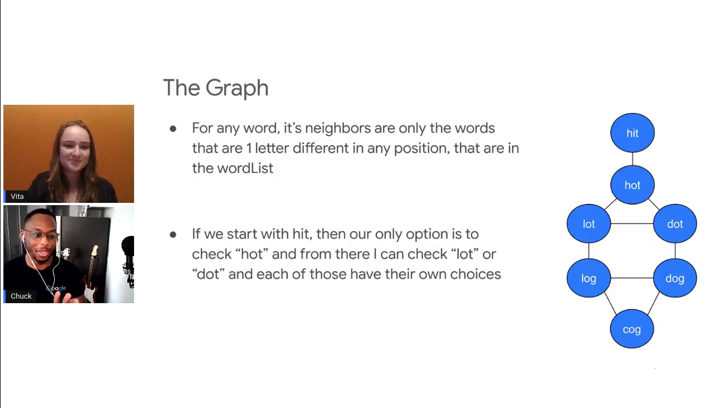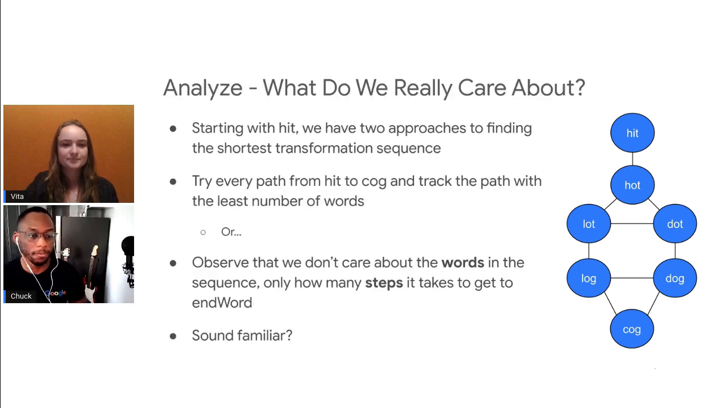Okay, here's a graph for the hit example. For any word, as I said before, its neighbors are the words that differ by one letter in any position. You can see here that if we start with hit, our options are a lot more clear. From hit, we can get to hot. From hot, we can check lot and dot, and so on and so forth. So we have this idea of choices we can make because our goal, remember, is to find cog in the shortest distance.